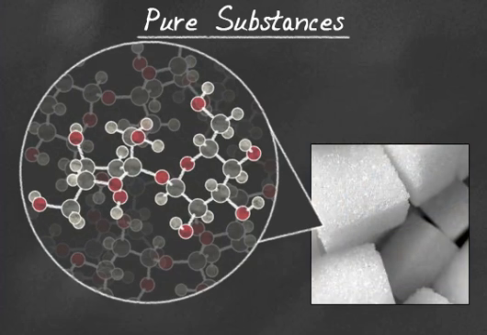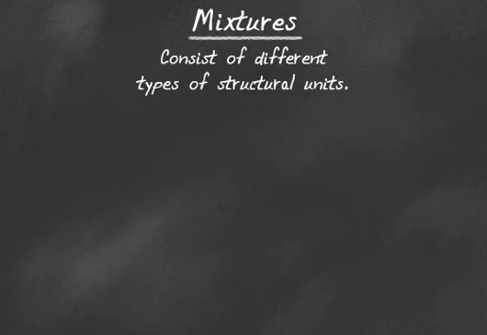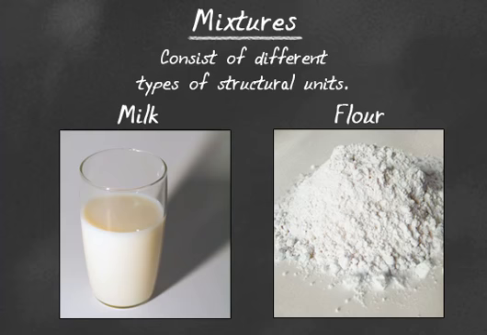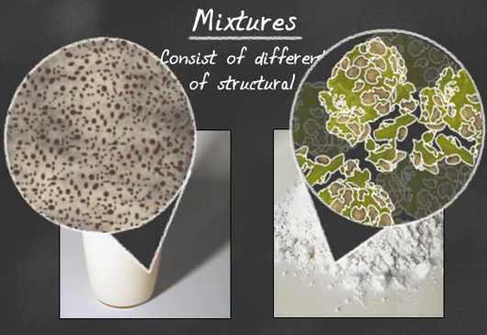Most of the materials we interact with, however, are not pure and are classified as mixtures. Mixtures consist of different types of structural units. For example, both milk and flour appear white and uniform, but at the most fundamental level, both are uniform mixtures of several types of structural units.